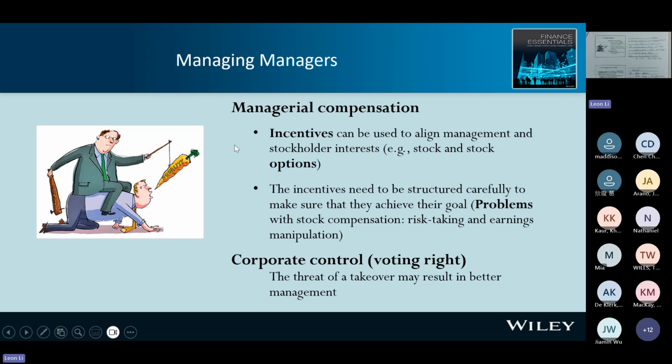The second solution to the agency problem is voting rights. The owners, those shareholders, have the right to vote on their managers. This is another solution. The threat of takeover may result in better management.